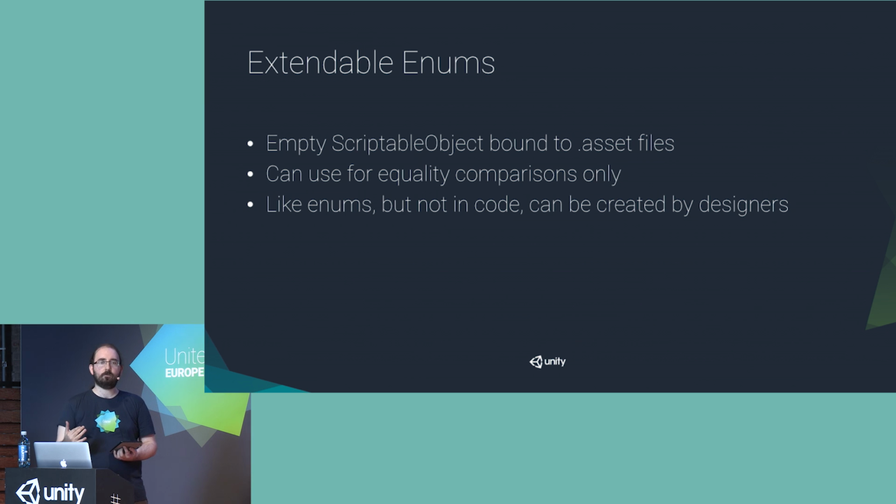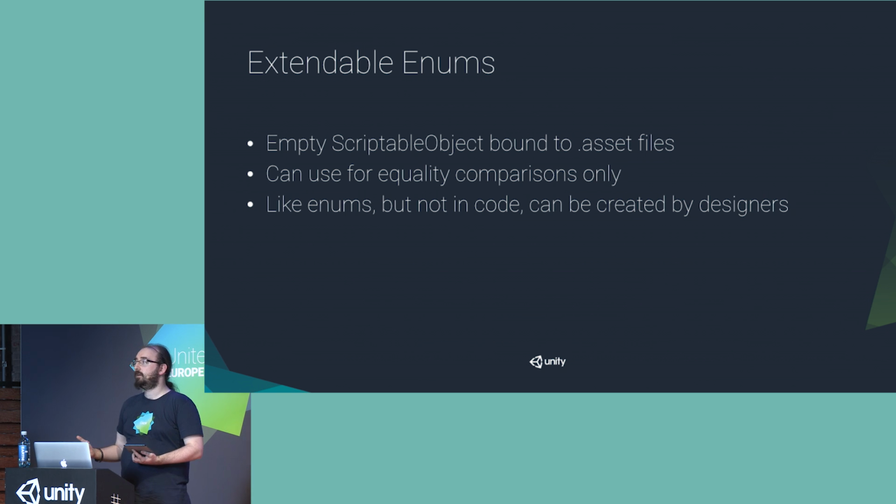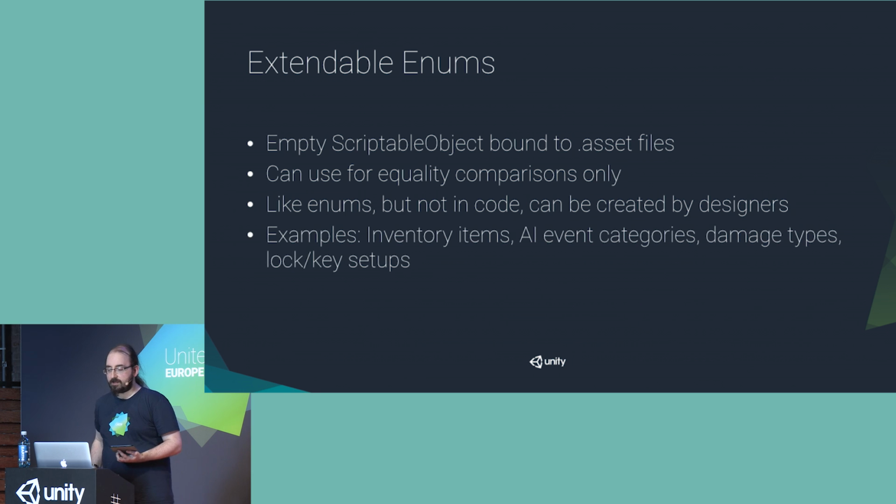So it's like having an enum where you're going to check, is it this value, is it this value, is it this value? Except that instead of it being hard-coded, it's something that can actually be created by designers directly inside the project. So examples for these, again, might include inventory items, or AI event categories, or damage types, or lock and key setups. So to pick the inventory item example, maybe I have a bunch of scriptable objects that represent objects but don't have any actual data associated with them. But it gives me the ability in code to say, if the player's inventory contains this scriptable object, then let them through, otherwise don't.